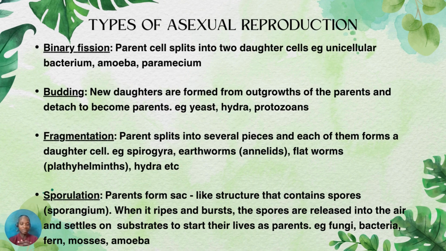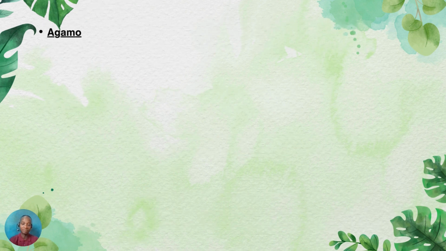Sporulation is another type of asexual reproduction. The parents form a sac-like structure that contains the spores, which we call the sporangium. When the spores ripen and burst, the spores are released into the air, okay, and then they will settle on food or what we call a substrate that is convenient for them to grow, and they will germinate and become fresh individuals. We see that in fungi, in bacteria, fern, and we also find some in mosses and amoeba.